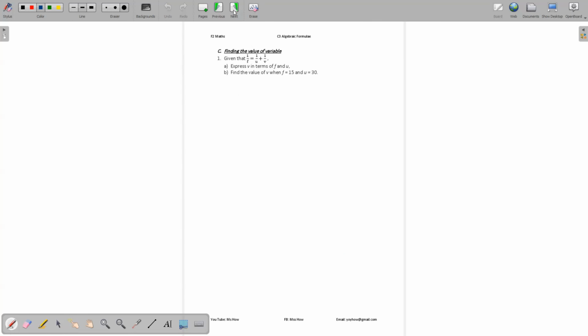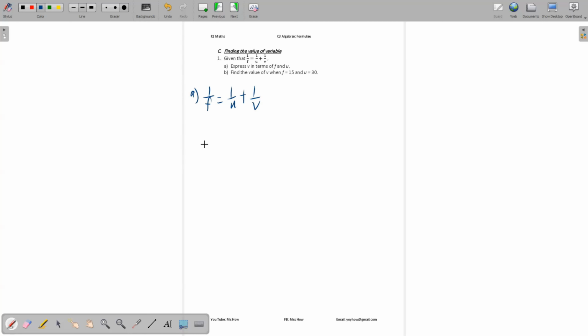So in the next part, we will find the value of a variable, which normally you get after you change the subject of formula. The next thing they ask you is to find the value. So how do we find the value? First thing, let's see the equation first. So given that 1 over f equals to 1 over u plus 1 over v, express v in terms of f and u. Okay, so 1 over f equals to 1 over u plus 1 over v.